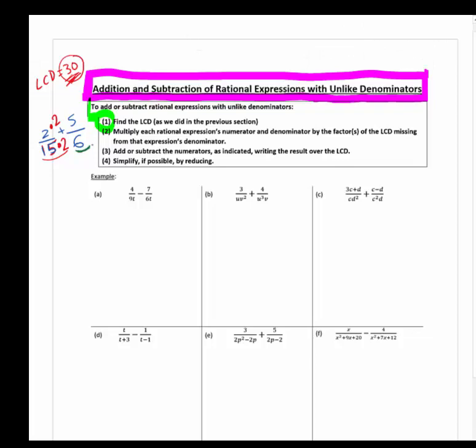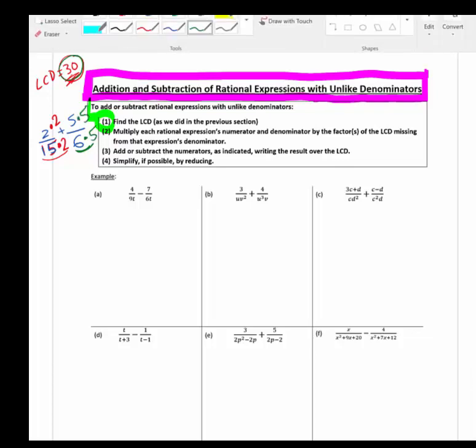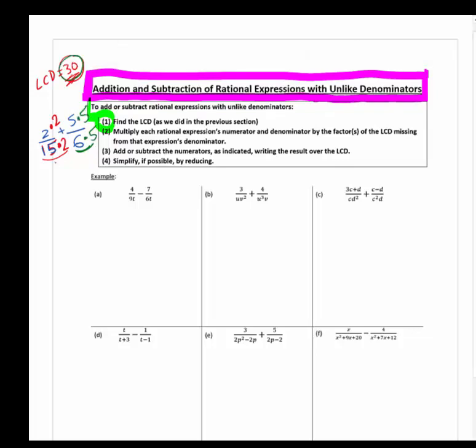Same thing with the second fraction. 6 times what is 30? It needs a 5 to get there, top and bottom. Then multiply across: 2 times 2 is 4, and 15 times 2 is 30. On the second one, 5 times 5 is 25, and 6 times 5 is 30. Now we add across, like we did in the previous section. Now that they have the same denominator, 4 and 25 make 29. But you don't change the denominator, so it's still 30.